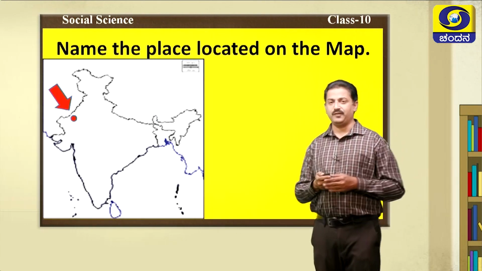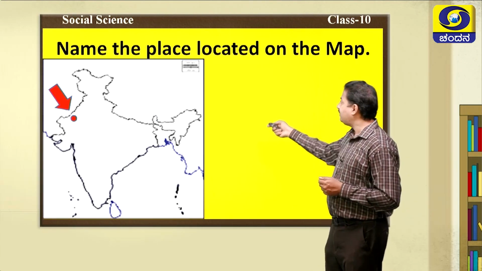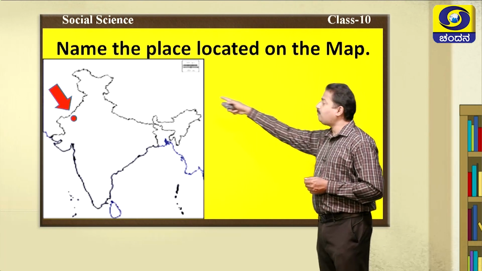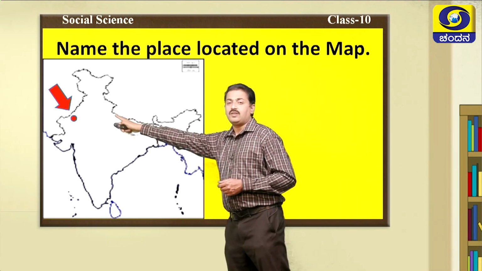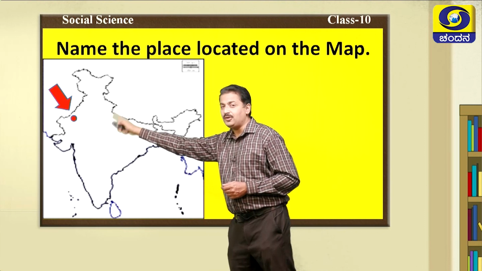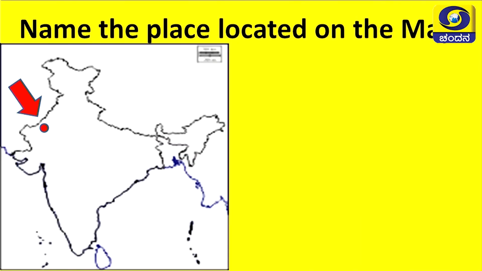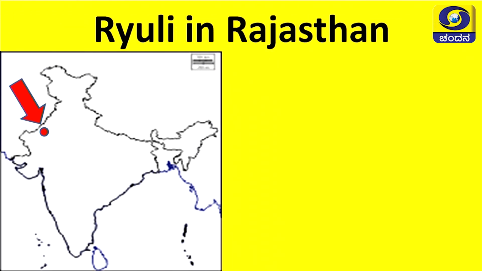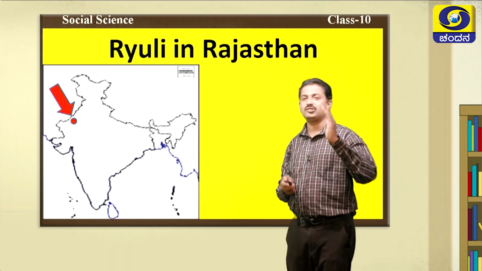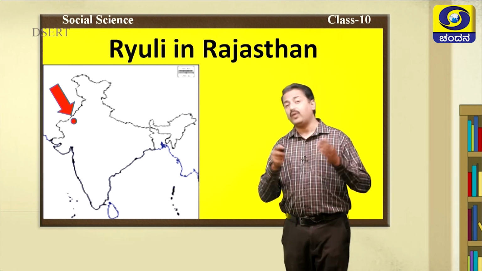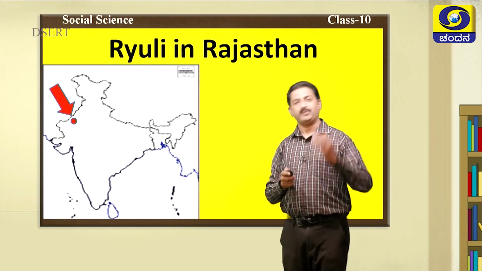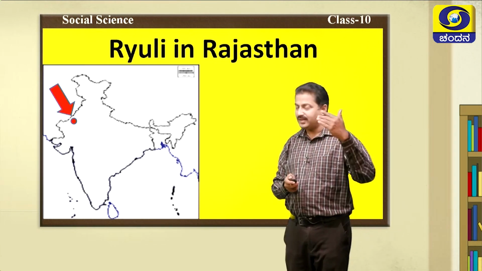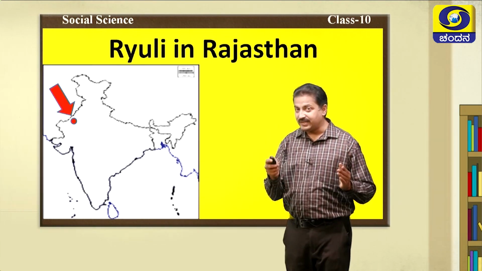One more place for you. See again on this map of India, one more place is located. This is the place which I have located. Can you name this place? Name the place located on the map. Yes, most of you have answered correctly. The answer is Roili in Rajasthan. This is Roili. Why is this Roili known? That also I explain to you in this lesson. It is very interesting, no?